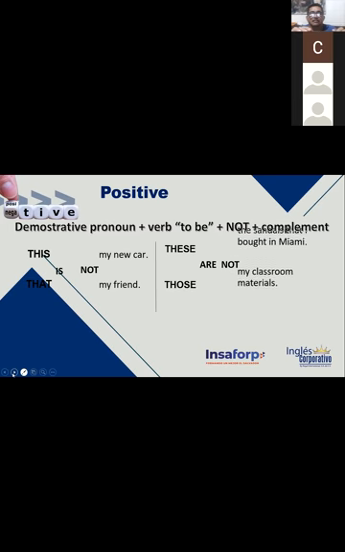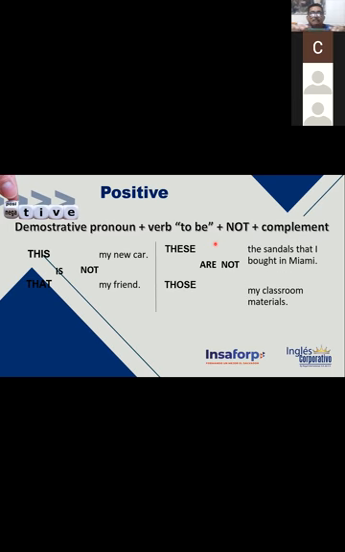And the same happens here. So I'm going to say, this is not my new car. ¿Puedo hacer contracciones del verbo to be más la palabra not? Can I do that? ¿Puedo hacer eso? Can I do it? Sí. ¿Cuál sería la contracción del verbo to be más not? It isn't. Isn't. Correct. Thank you very much, Julio. What about this one? What about this one?